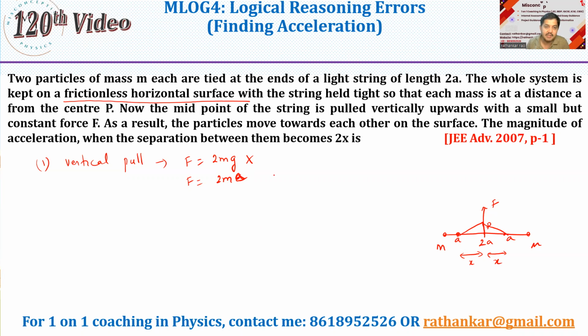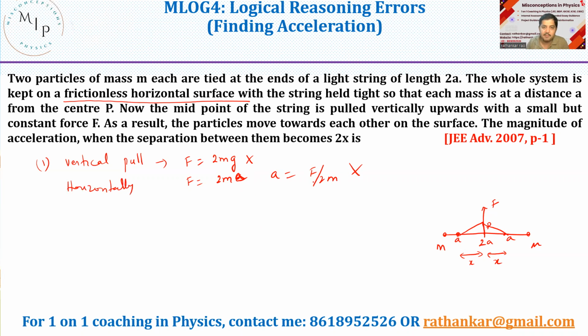So this is what they do, and finally they give the answer as a equal to F by 2M, which is incorrect. Here they have assumed horizontally, but unfortunately, they have not read the problem correctly, and they have thought that a is equal to F by 2M. Now, when can I use this formula? Before going on to the actual solution, why is this incorrect? Why did they get this error?